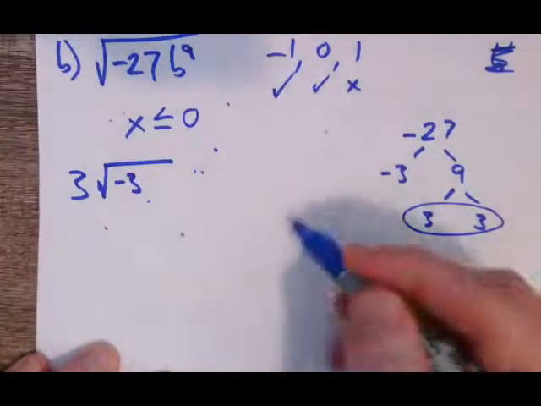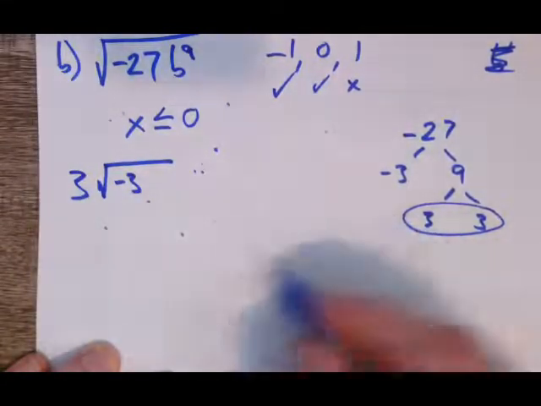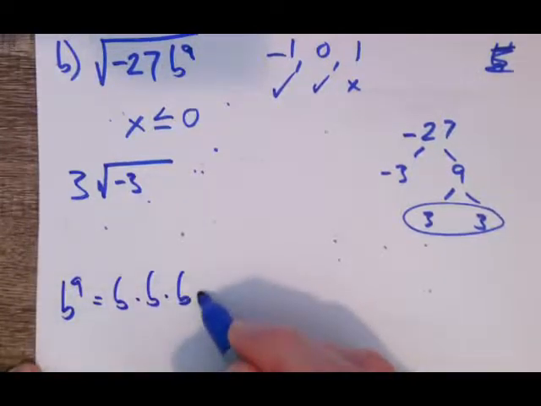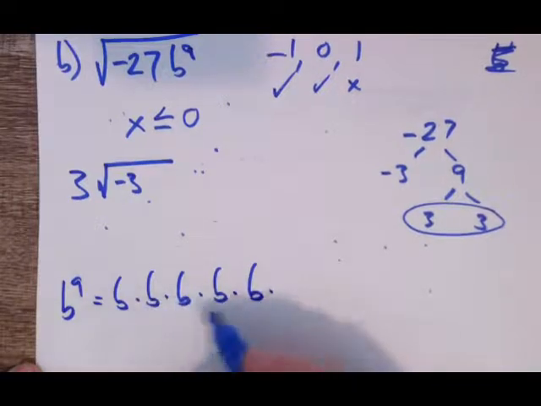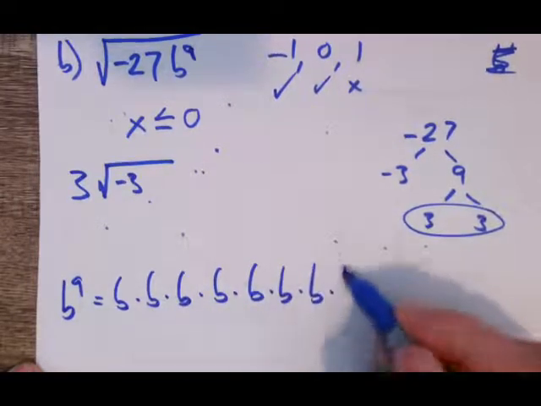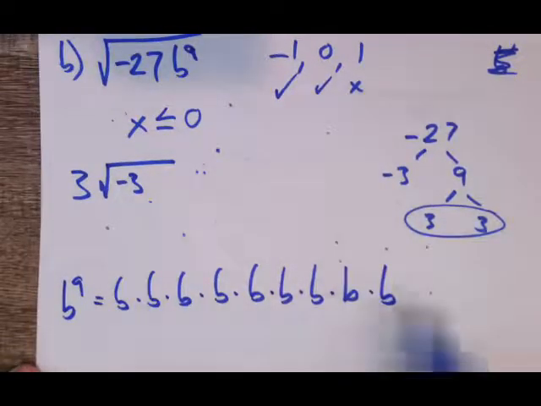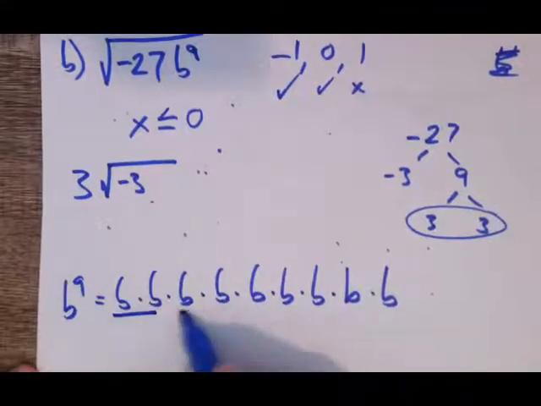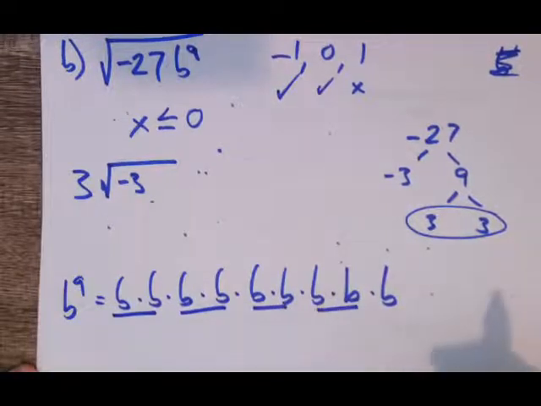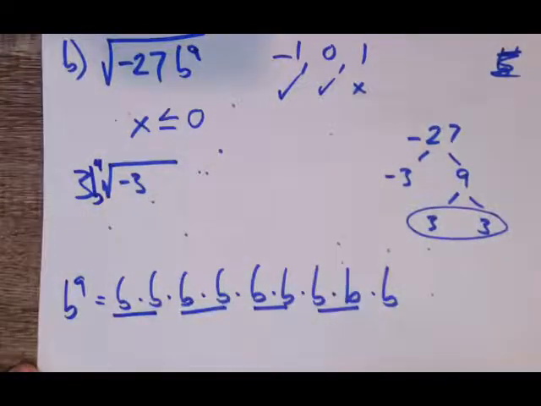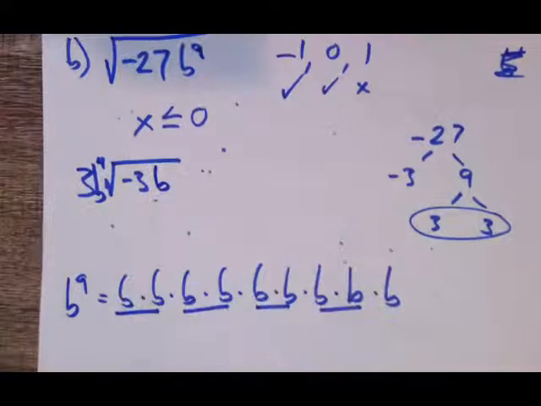But if we're talking about the b's now, b to the 9, sounds like a vitamin. B to the 9 is b times b times b times b times b times, 1, 2, 3, 4, 5, 6, 7, 8, 9. There's 9 of them. You don't have to do this every time, I'm just showing you the step by step. You can take out pairs, right? 2, 3, 4. B to the 4. 3b to the 4. There's 1 b left over. That's our answer.